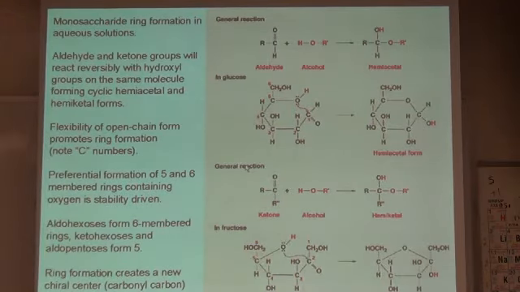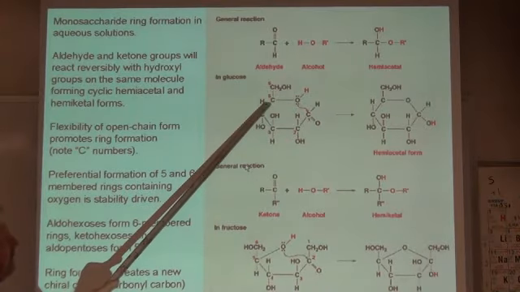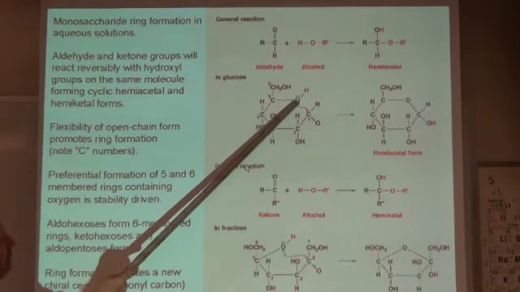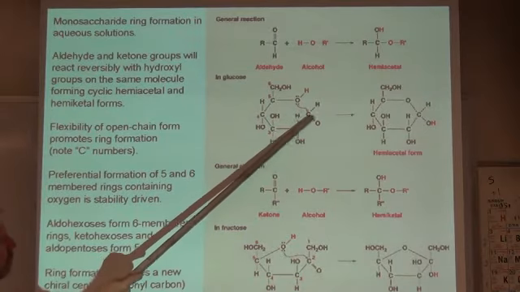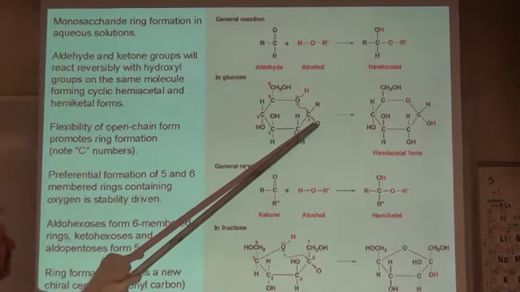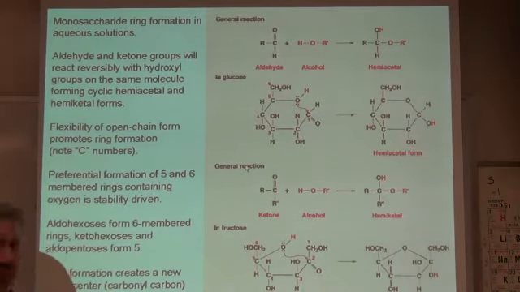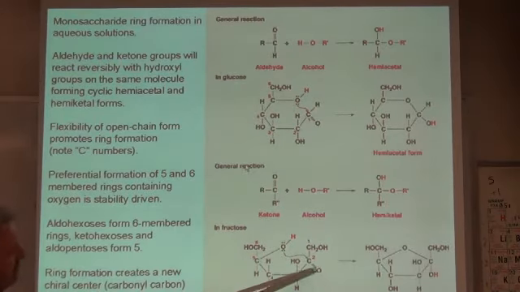These molecules are very big. These are 6 carbon chains. They flop around on each other. They can move around in all different directions. The C5-hydroxy can interact with the polar carbonyl group, the C double bond O of the aldehyde or the ketone. In this case, it's an aldehyde. Down here, it's a ketone. And we can get ring closure. And this is actually what happens when you put these in aqueous environments. They close into a ring.